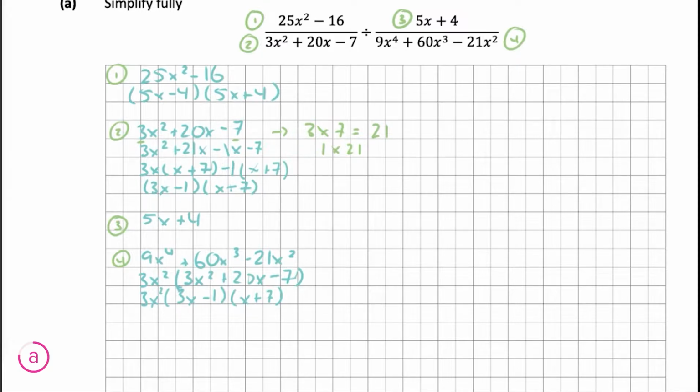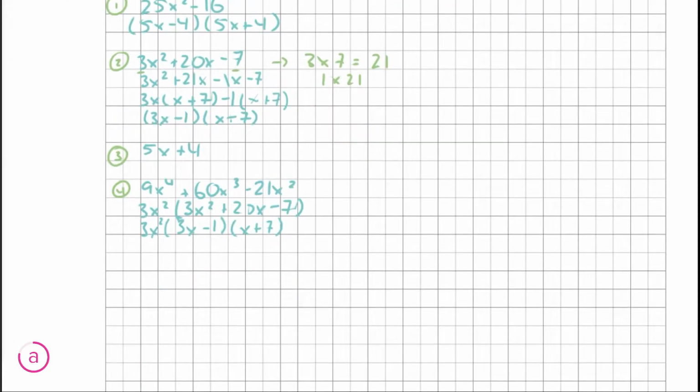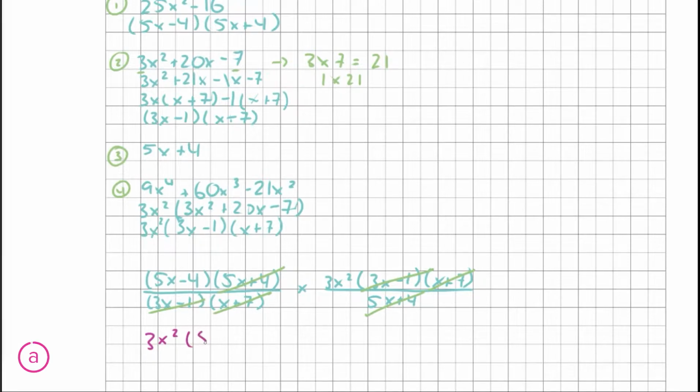Okay, so now that we have everything simplified, we're going to want to work on simplifying the equation. So because we are dividing two fractions, that means we can multiply by the inverse of the second fraction. So once you sub everything back in, we can see that we have a lot of cancelling to do. So the first thing is that 3x minus 1 cancels, the x plus 7 cancels, and the 5x plus 4 cancels. So then we're simply left with 3x squared multiplied by 5x minus 4, which is the simplest answer.